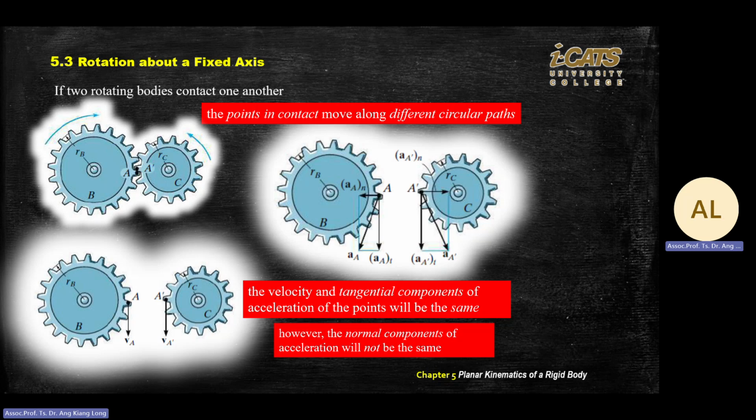The same applies for gear C. AT', following the velocity direction, is pointing straight down. However, the A'N is pointing towards C. It's not following B. So what is different is the normal component of acceleration. This one I want to highlight. Acceleration, normal component always points inside the circle.